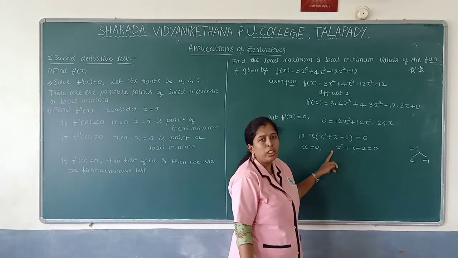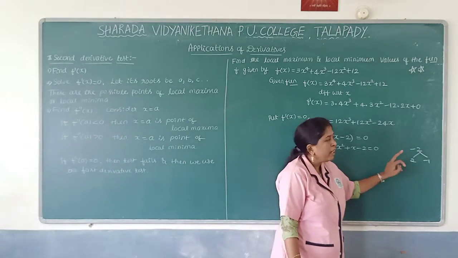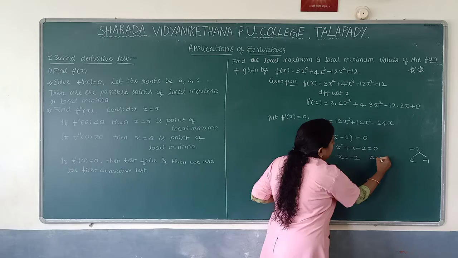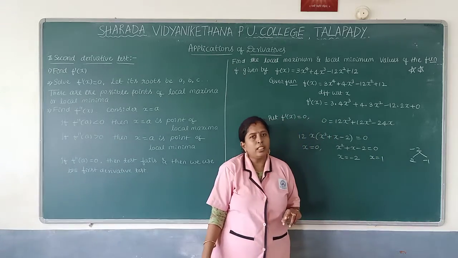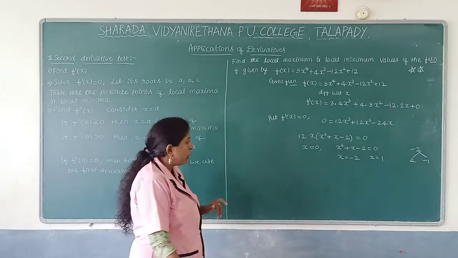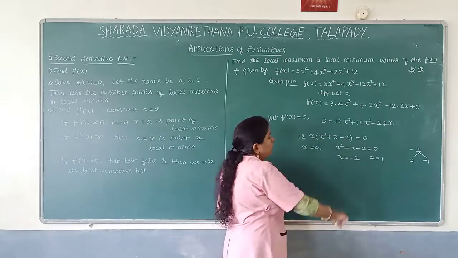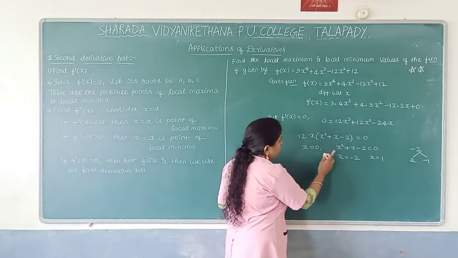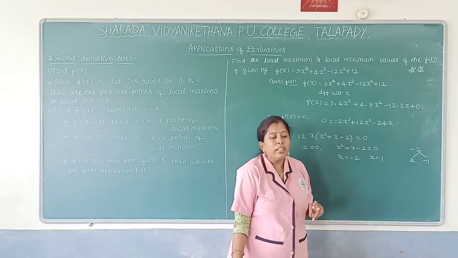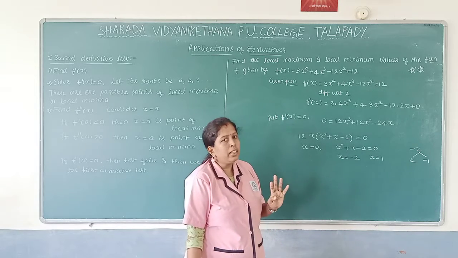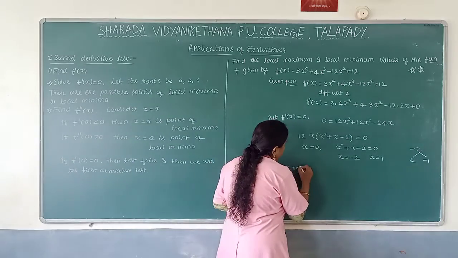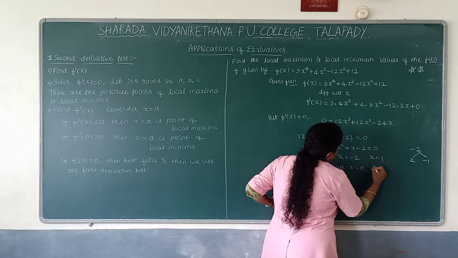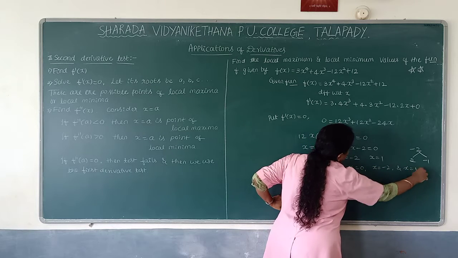If the x square coefficient is 1, in that case we can write the roots directly. If the value is plus, we should write x plus; if it is minus, the root value is positive. Already we know that a cubic equation gives 3 roots. One is x is equal to 0, another is x is equal to minus 2, and then x is equal to 1. These are the 3 critical points: x is equal to 0, x is equal to minus 2 and x is equal to 1.